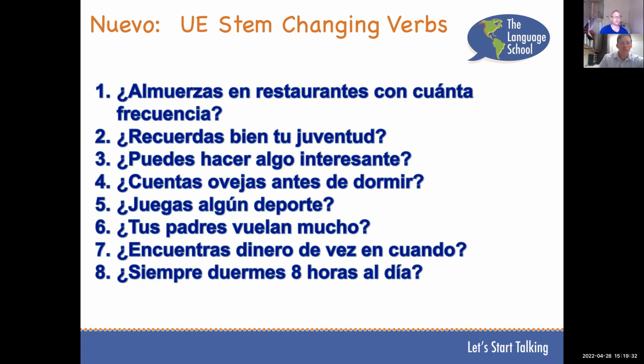¿Encuentras dinero de vez en cuando? Do you find money often? ¿Qué significa de vez en cuando? Every now and then. No encuentro dinero. ¿Nunca? Nunca. Never. ¿Siempre duermes 8 horas al día?